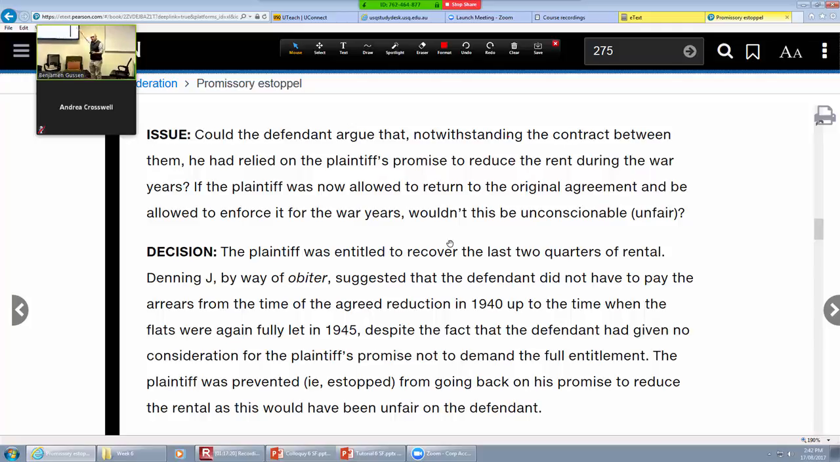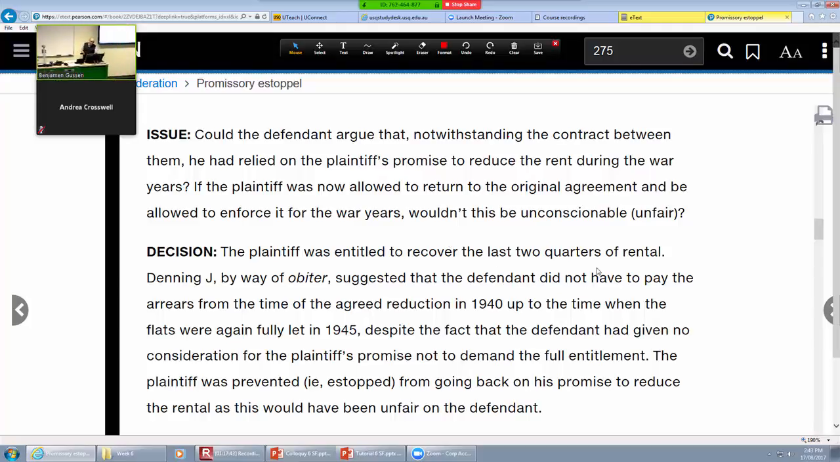In fact, you don't need consideration because the original deed didn't require consideration. But there was this variation. And the issue of the variation: can you now come back and say you have to pay all the money that was owing from 1940? Of course, that's not what they're asking for. They're going only after the war, only for 2 quarters, just to see. Okay? What did the court say?